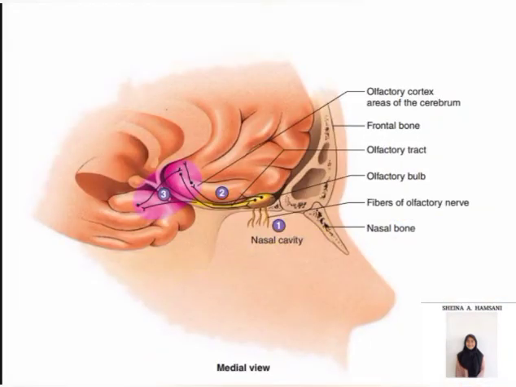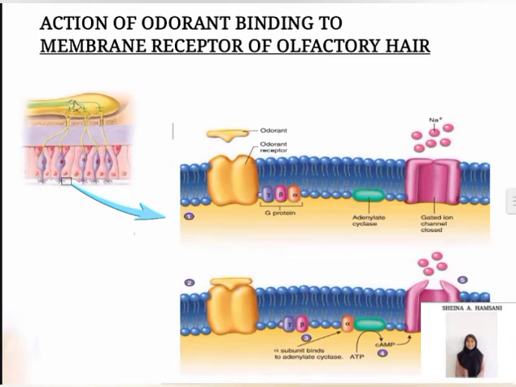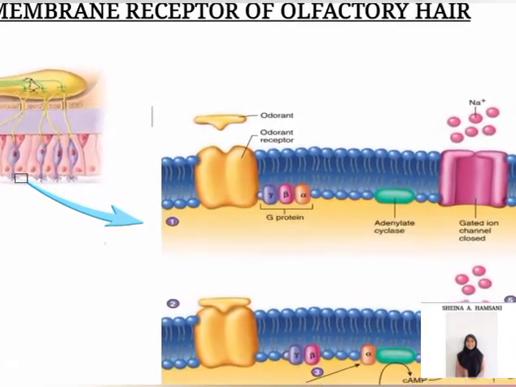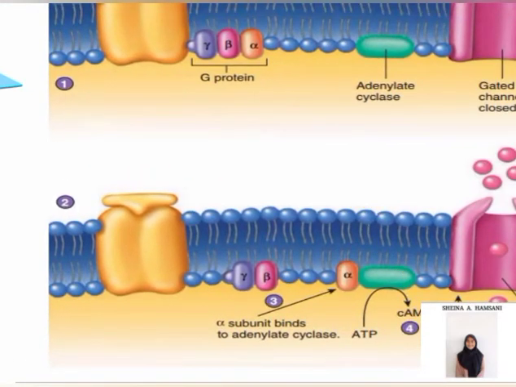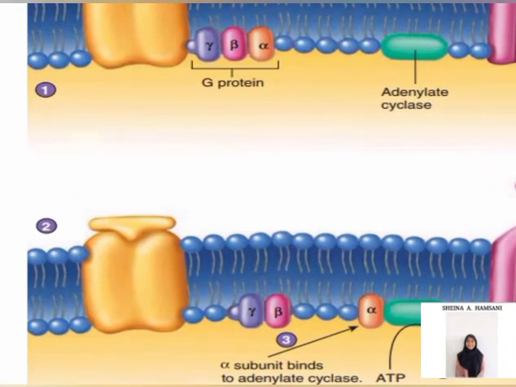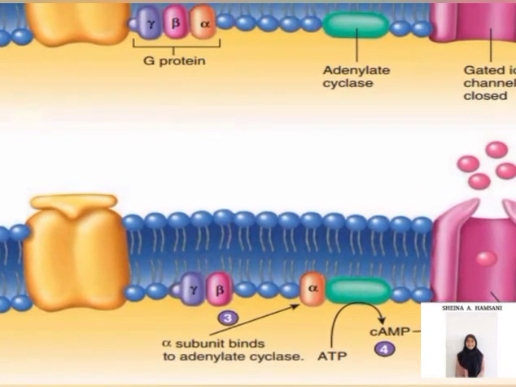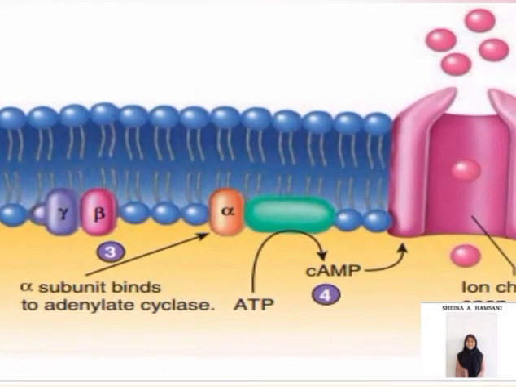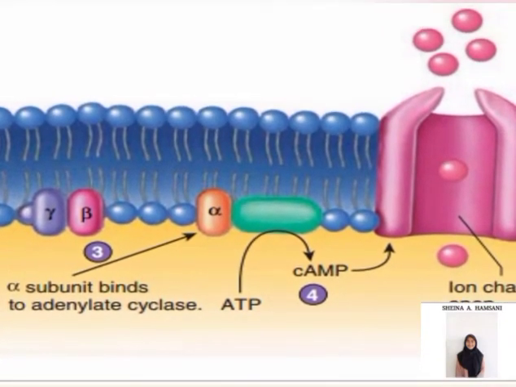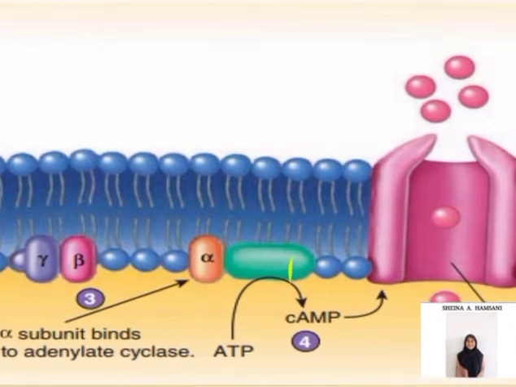The cyclic AMP opens ion channels such as Na+ and Ca2+, the sodium and the calcium. Ions entering the olfactory hair cause depolarization of the neuron. When the ion channels open, sodium and calcium entering the olfactory hair cause depolarization of the neuron.